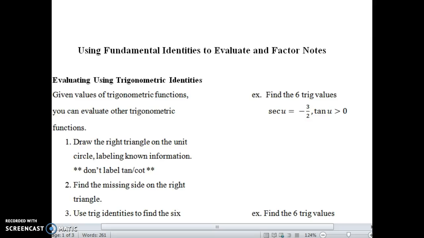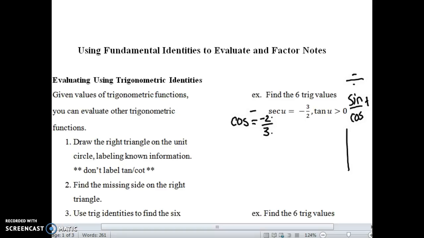Find the 6 trig values, and this is what I know, the secant and the tangent. So secant goes to cosine, so therefore I automatically know the cosine is negative 2/3, the reciprocal. And I know the tangent is greater than 0. Remember, tangent is sine over cosine, and this is a positive value. So I need a location where the cosine is negative and the sine is negative, because a negative divided by a negative will give me a positive.